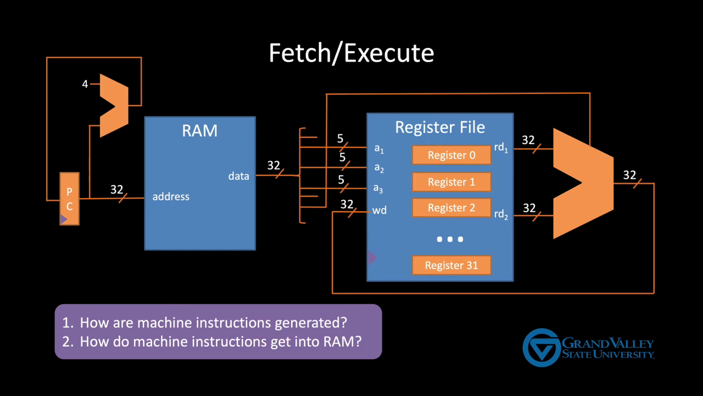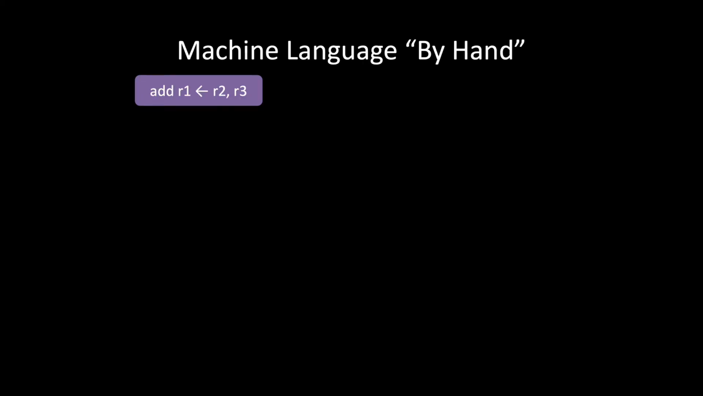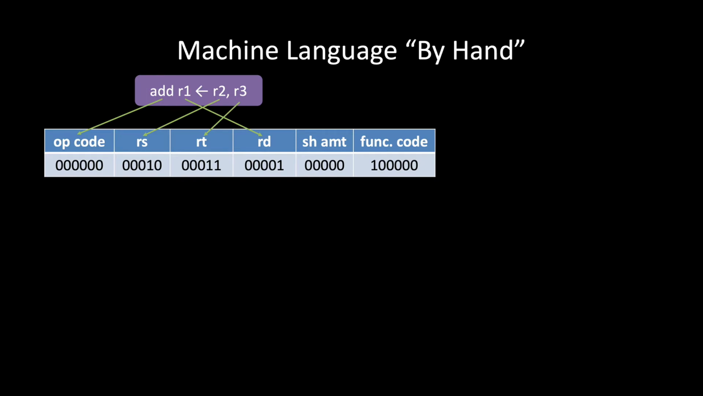In theory, we could generate machine code by simply typing it out. For example, if we wanted to add registers 2 and 3 together and put the result in register 1, we could open a text editor like VI or Emacs and enter the corresponding 1s and 0s. It'd probably be better to enter this as a hex value. But in either case, the process would obviously be tedious and error-prone.